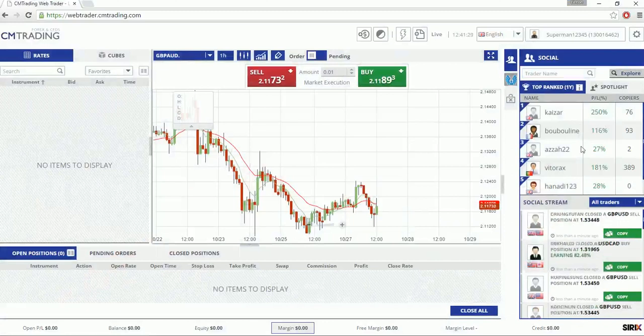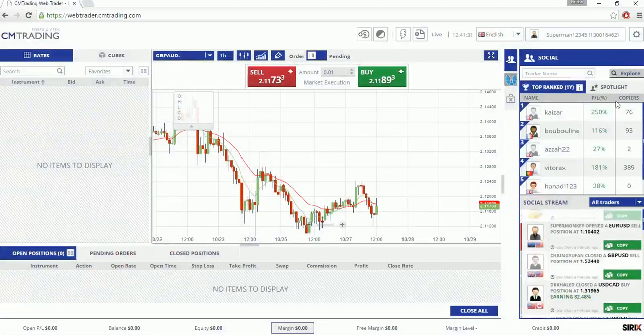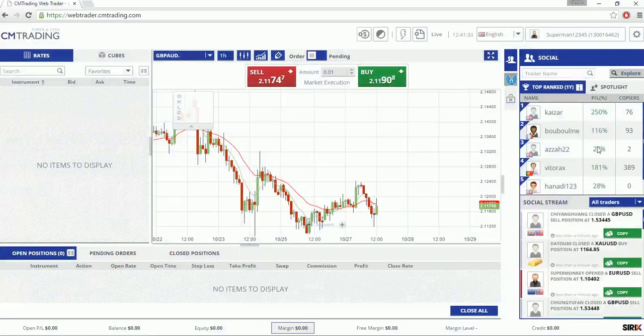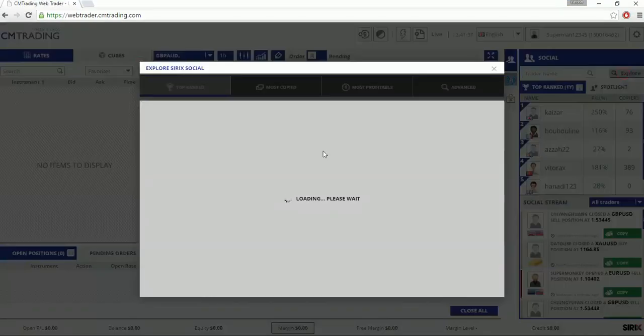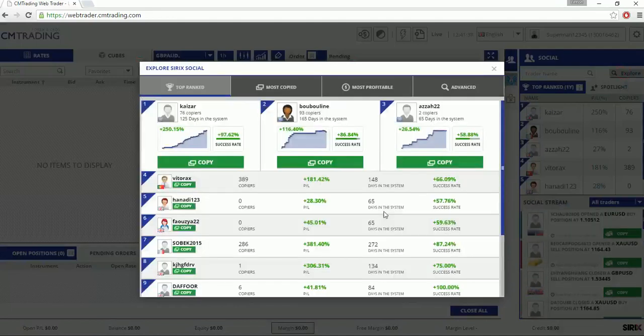You'll recall in the previous video, the intro video, I told you that this is where you find the traders that you can link to, and I prefer using the explore button simply because it gives me a little bit more information to go by at first glance.